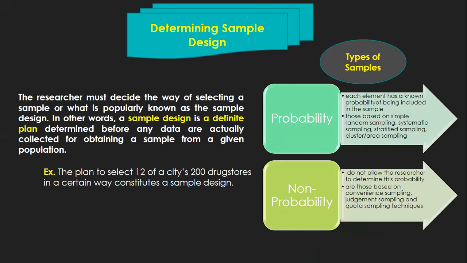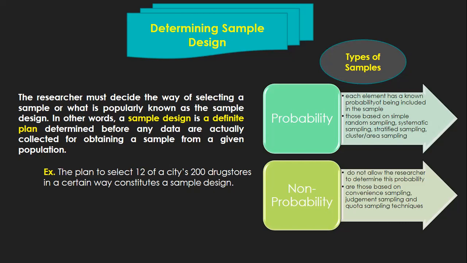So, sample design, na duha ka types sa sample design, we have probability and non-probability. For probability, each element has a known probability of being included in the sample, okay? And those based on simple random sampling, systematic sampling, stratified sampling, cluster area sampling, and so on and so on. Okay? The non-probability, however, is also a type of sampling which do not allow the researcher to determine this probability.